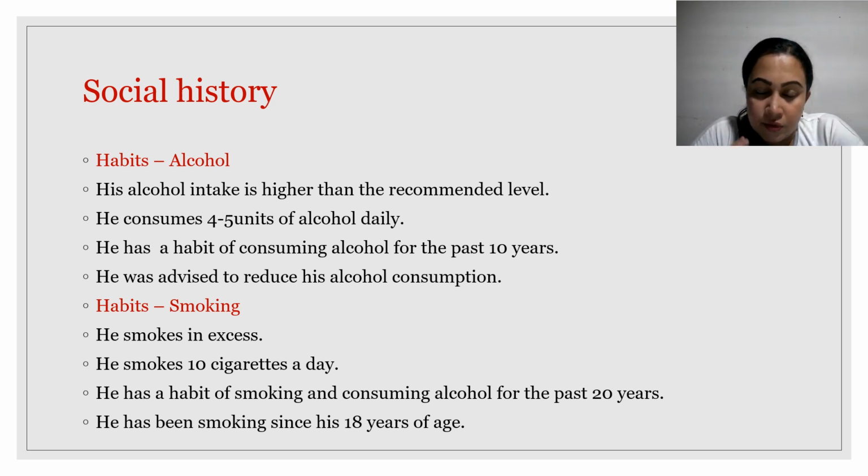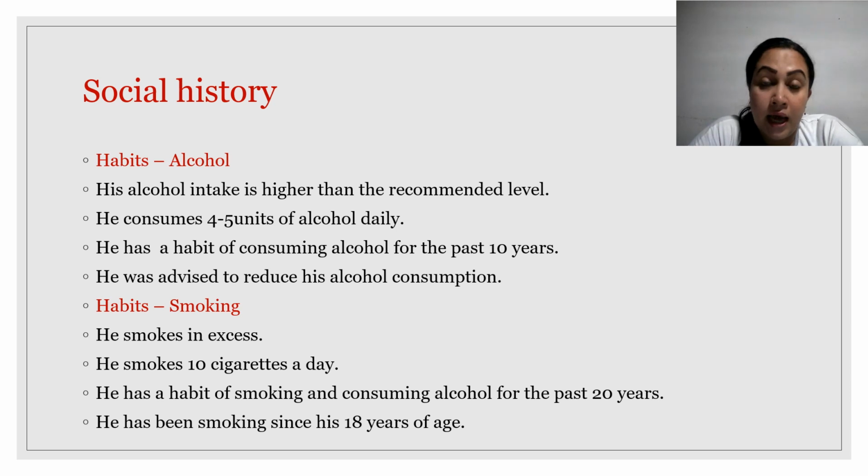Okay, so social history. Most probably you will be writing about habits of alcohol, smoking, and even some weight-related details. So how can you write a social history about alcohol? It is mandatory that you should not use any judgmental language. You have to write what is given in the case note. That is quite important.